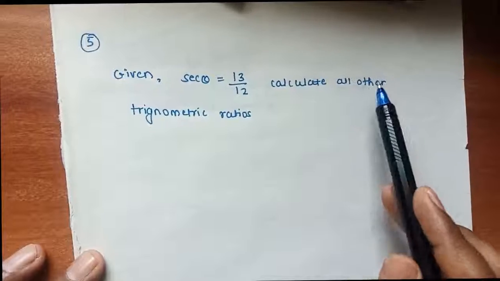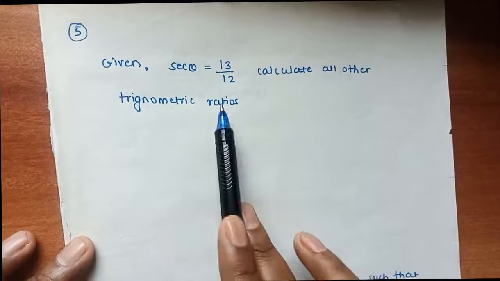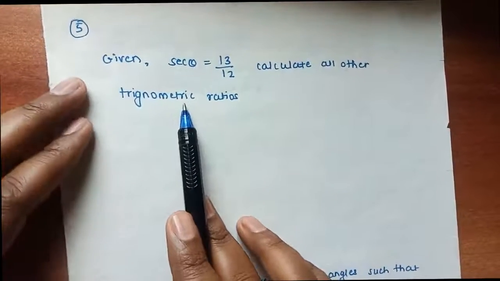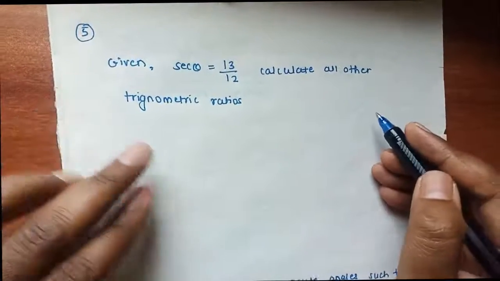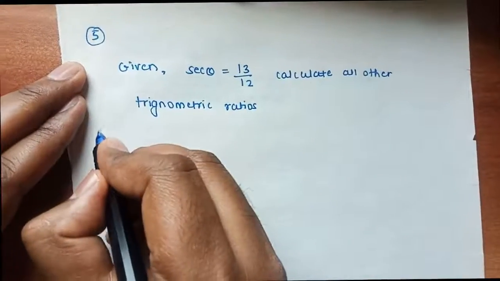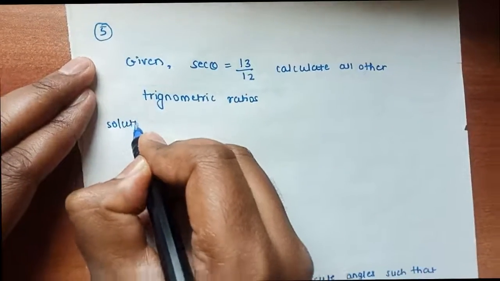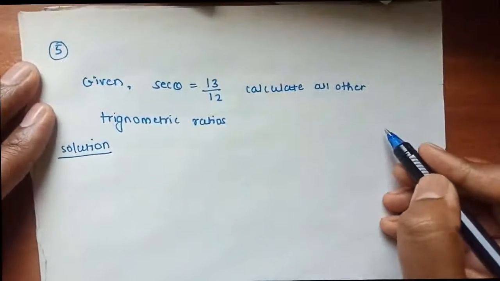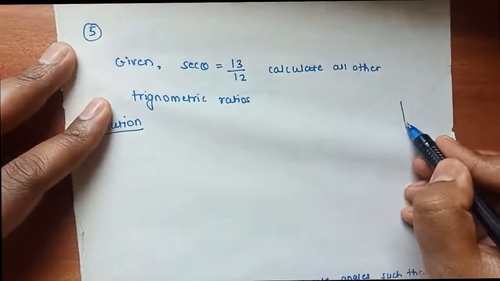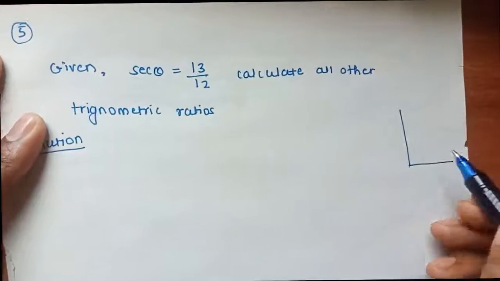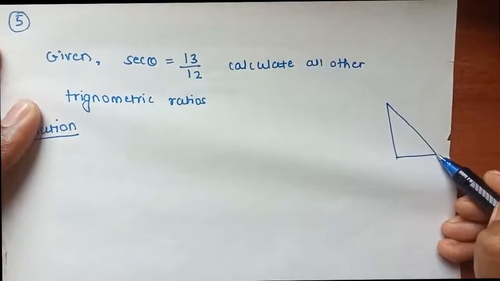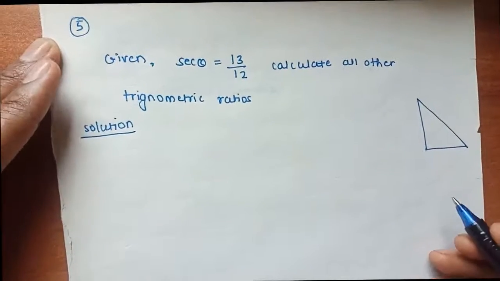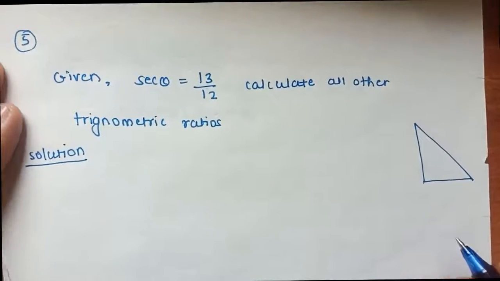Calculate all other trigonometric ratios. So first of all, draw the triangle. Same method, everything is same. This is the first exercise in your NCERT book under the introduction to trigonometry.